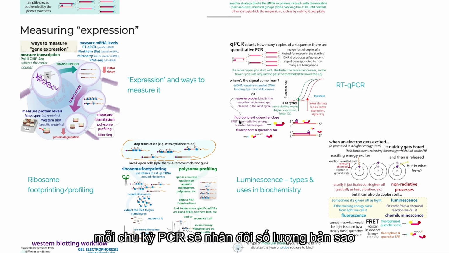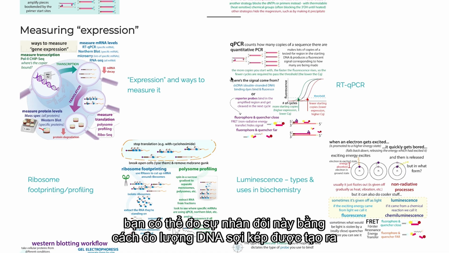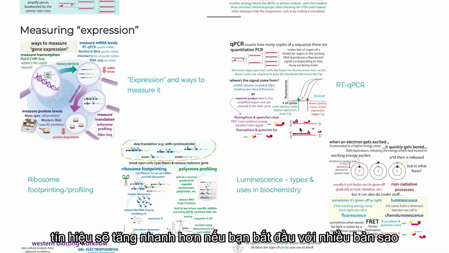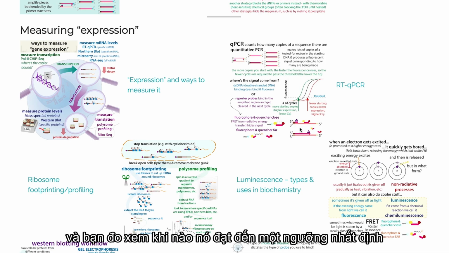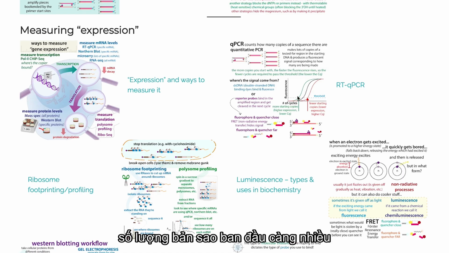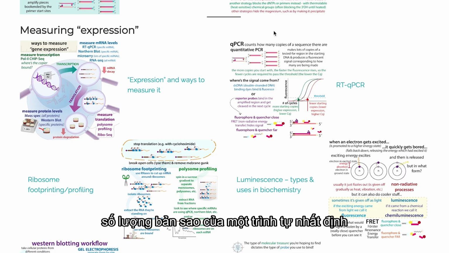Basically how it works is each cycle of PCR, you get a duplication. And so the amount of the sequence you have is going to double. And in qPCR, you can measure the doubling based on measuring how much double-stranded DNA is made, or by measuring the binding of a specific probe, a reporter probe. And basically the signal is going to rise faster if you start with more. And then you measure where you reach a certain threshold. And the more copies you start with, the faster you'll reach the threshold. So RT-qPCR is going to allow you to measure copies of the sequence.